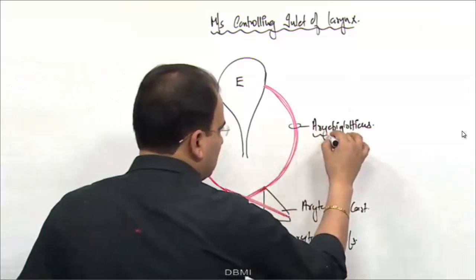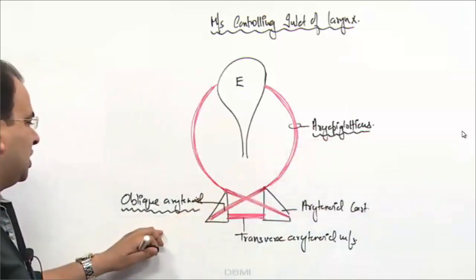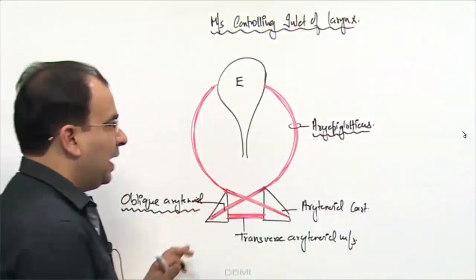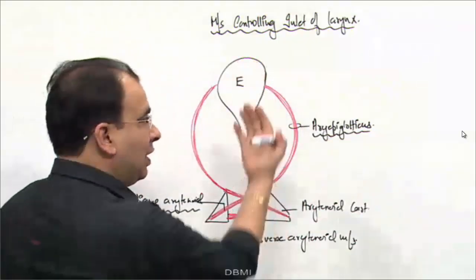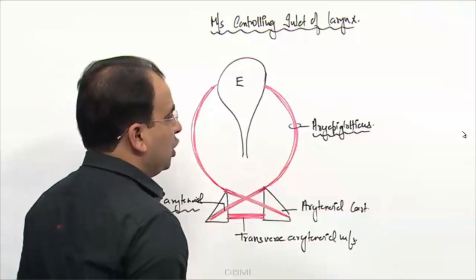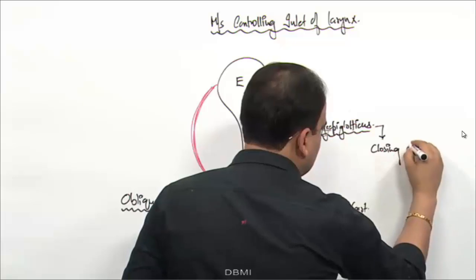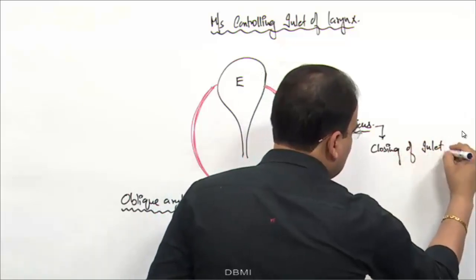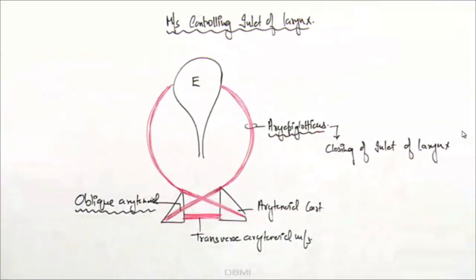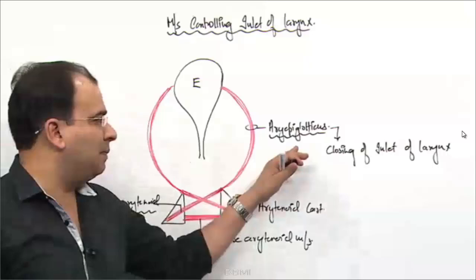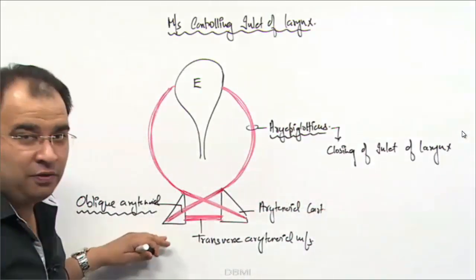This can be one prospective new question: aryepiglotticus is a morphological extension of oblique arytenoid, and when it contracts, what will happen? It will pull the epiglottis backwards, and that will close the inlet of the larynx. So this is the muscle for closing of inlet of larynx. The first muscle we talked about is aryepiglotticus for the closing of inlet of larynx, and it is a continuation or extension of oblique arytenoid.